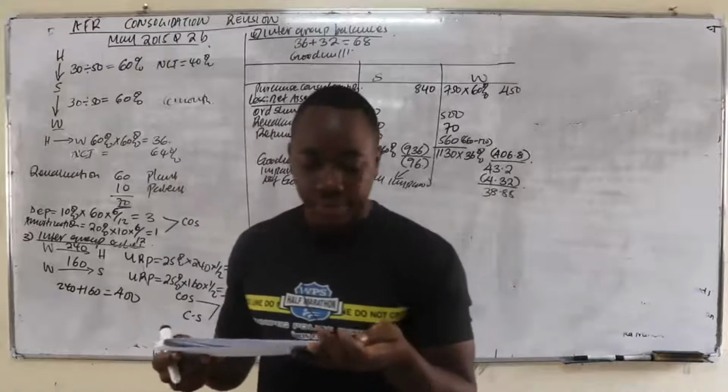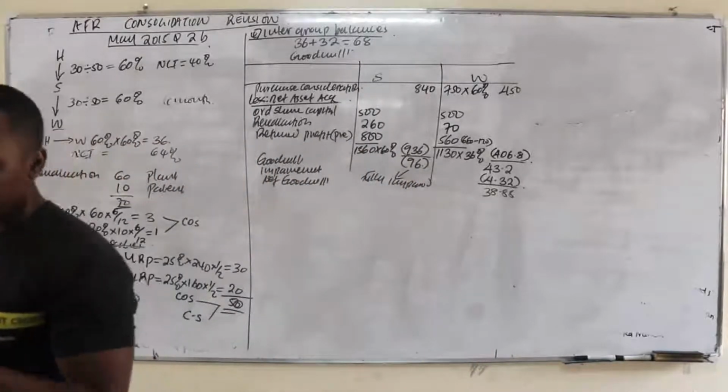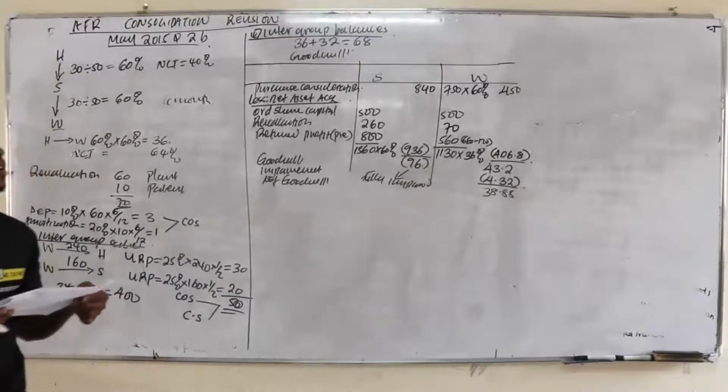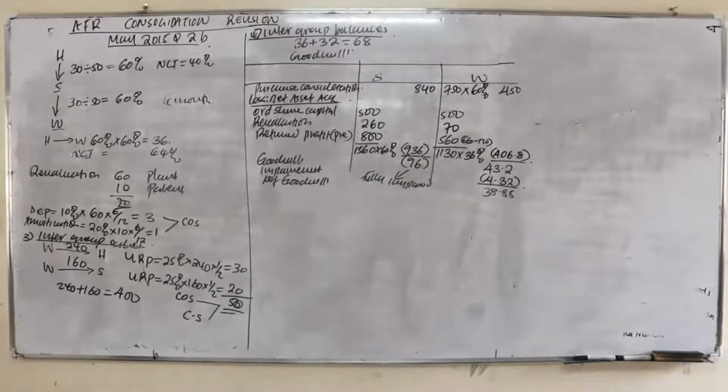Good. The group uses the partial goodwill method for accounting. Required: the group statement of financial position. They don't even require the income statement; they want the balance sheet. So you can take a screenshot of that. I will not give you time to copy so that we can do as many questions as possible.